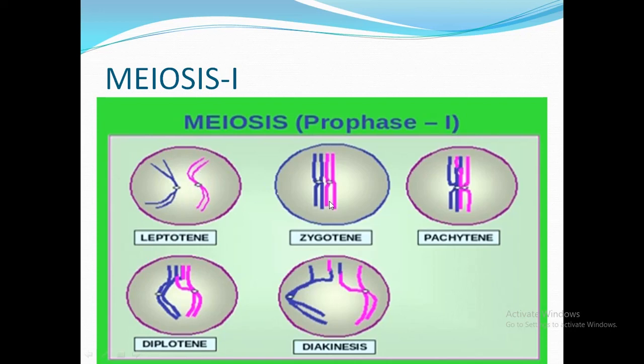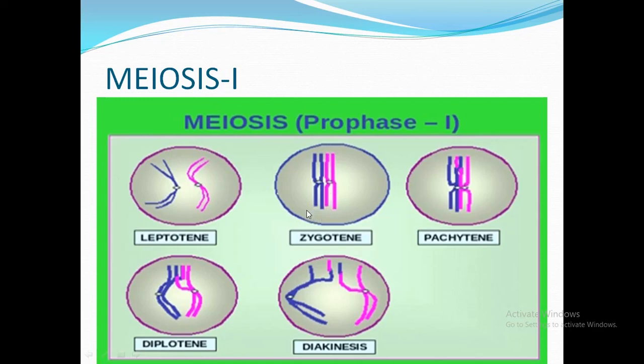In the next phase, that is zygotene, the chromosomes are condensed, and the homologous chromosomes form pairs. They form pairs like this. So the homologous chromosomes start coming towards each other. Say, for example, this is the maternal chromosome and this is the paternal chromosome. So this is a pair of homologous chromosomes. Like this, there will be 23 pairs of homologous chromosomes in case of humans.